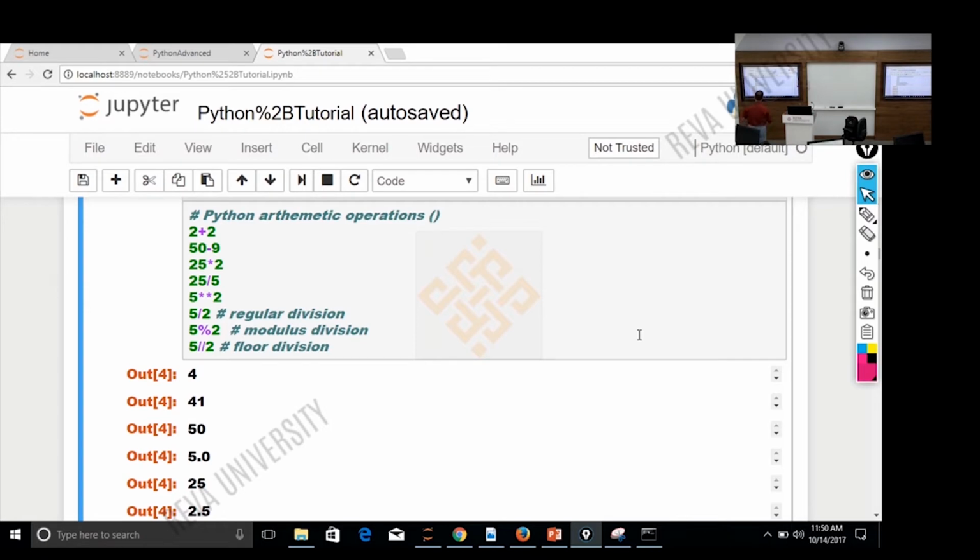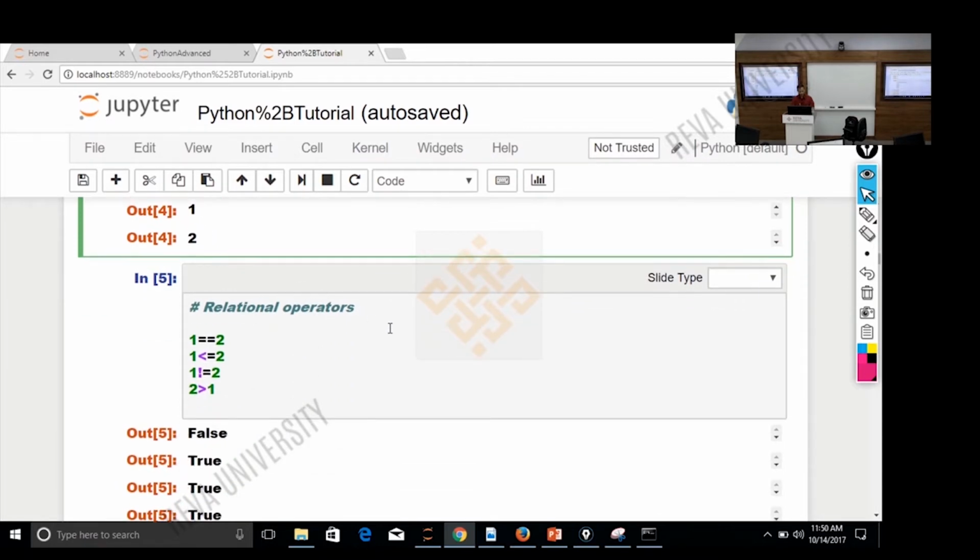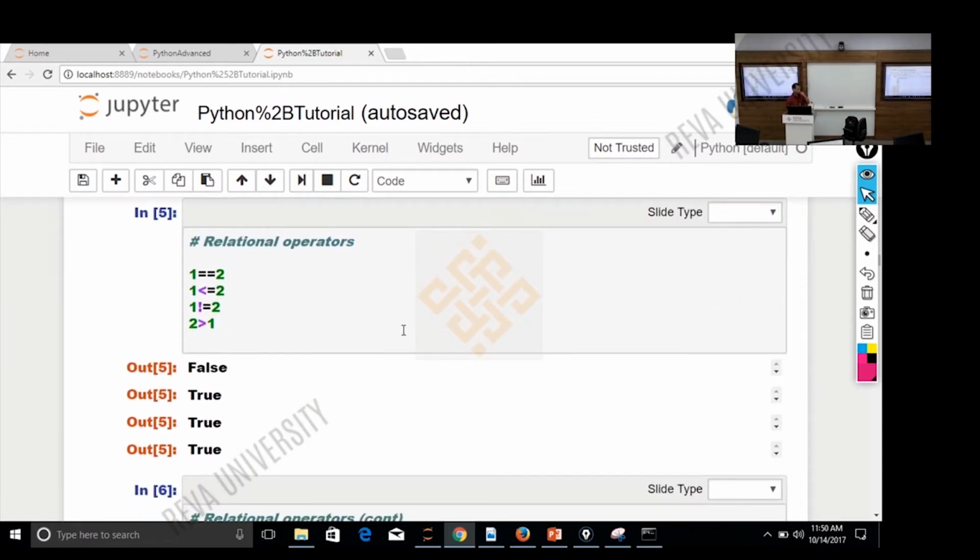All right, so everyone is with me? We're good? Okay, so that's one thing. So you can do a bunch of arithmetic operations, no issues at all. Then we're going to do the relational operations. What are the relational operations?